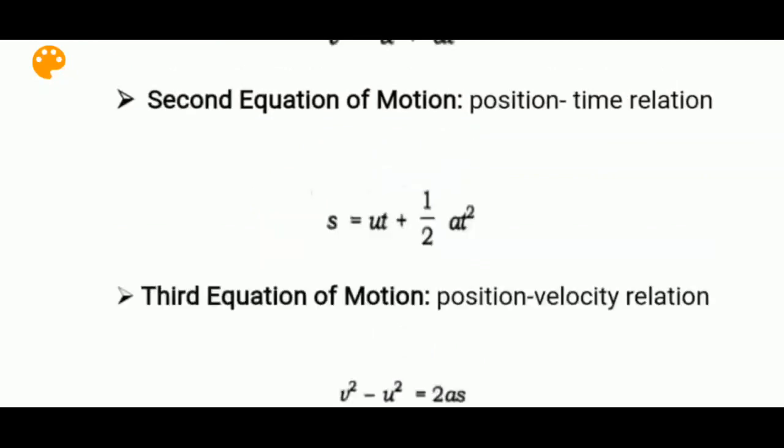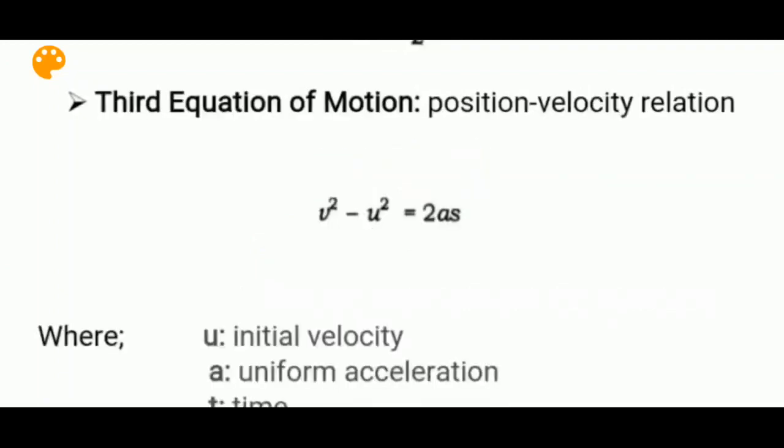The second equation of motion, which is also called position-time relation, is s is equal to ut plus half at square. This equation is also known as position-time relation as it gives a relationship between position, which is denoted by s, and time taken. The third equation of motion, which is also called position-velocity relation, is v square minus u square is equal to 2as.